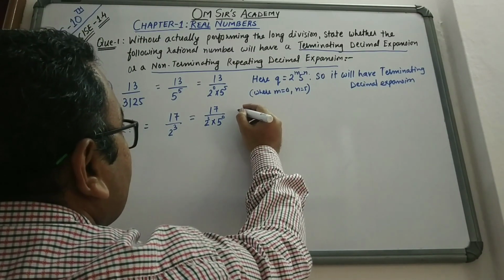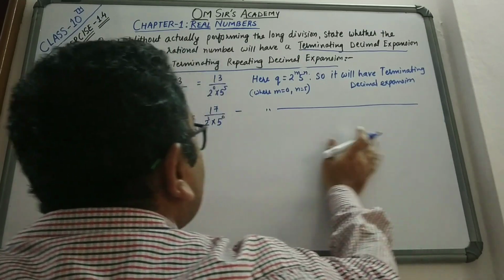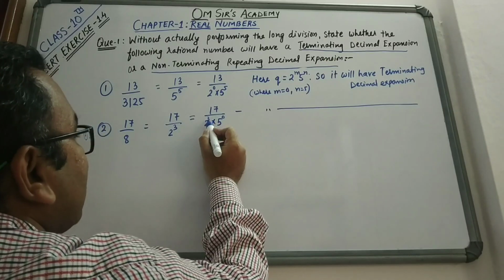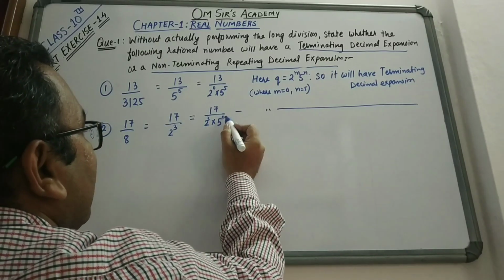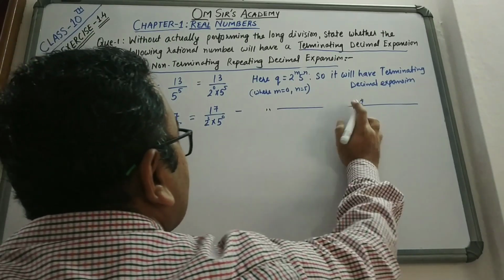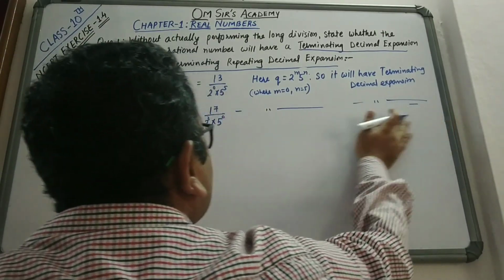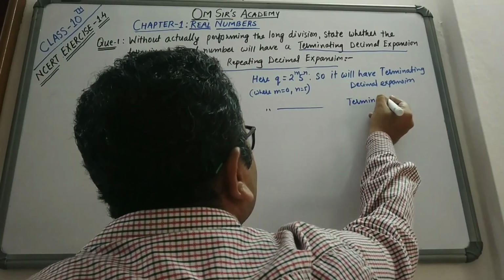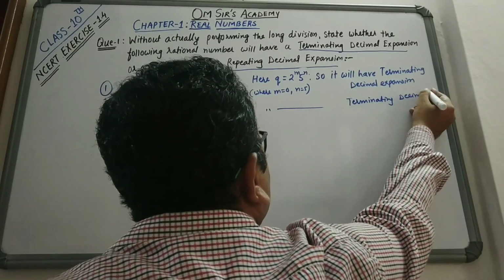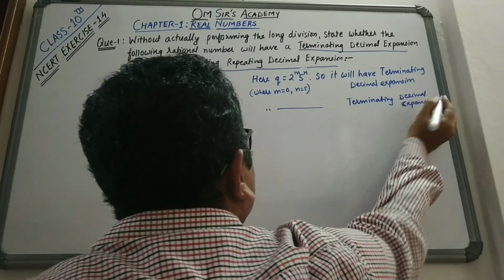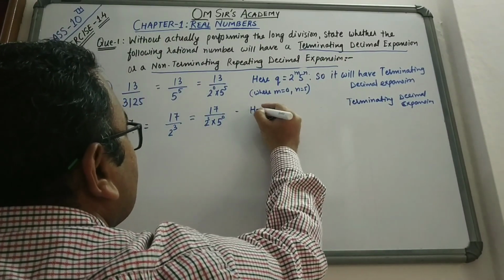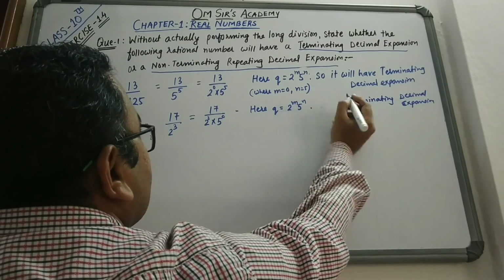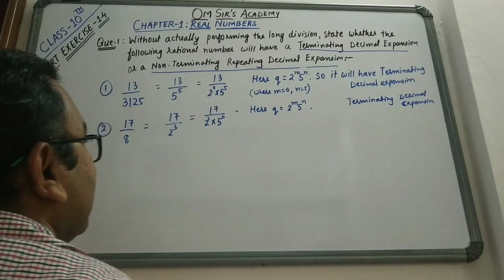So here also we will write the same statement, but only the powers m and n in q vary. Here the power m is 3 and n is 0. Is it clear? I am not writing all this again. It is the same: it will have a terminating decimal expansion. Here also q is equal to 2 raised to m and 5 raised to n, so it will have a terminating decimal expansion.